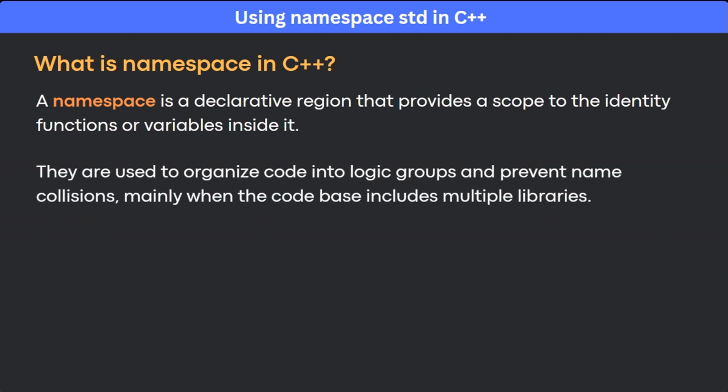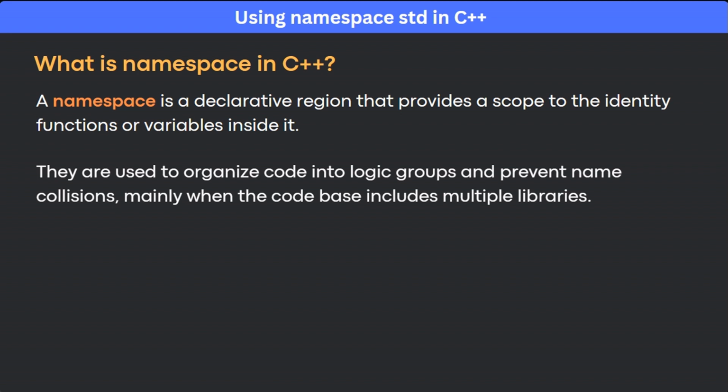So why is it used? They are used to organize the code into logical groups and prevent name collision, mainly when the code base includes multiple libraries. If you already know, C++ has multiple built-in libraries that are provided by the programming language for our use. So if we use multiple libraries in our program, then we use namespace to declare them.